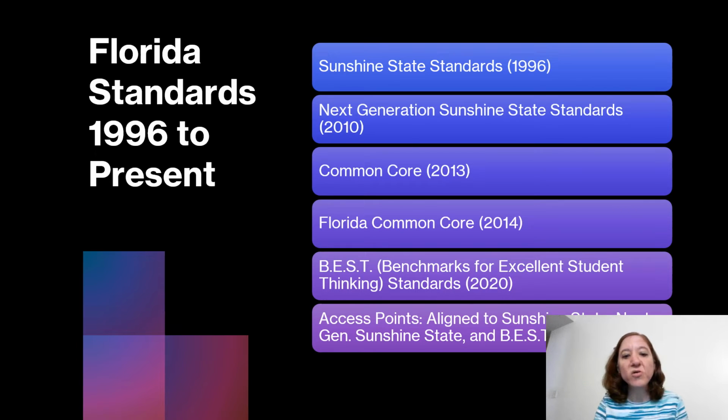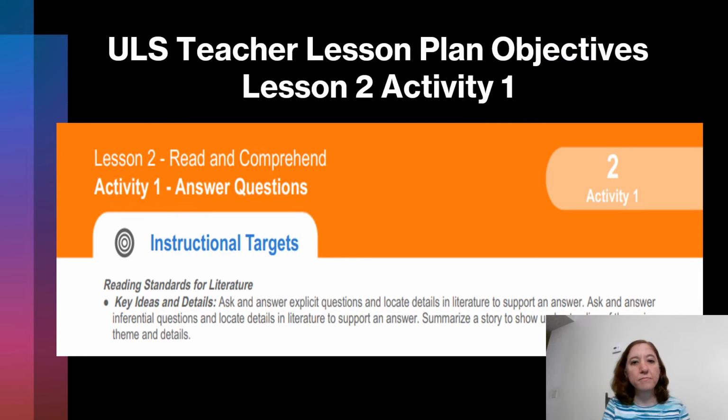Along the way, we've also had access points, which are basically for students with significant cognitive disabilities, which also often happens within low-incidence programs and needs to be considered when you're viewing alignment between lessons and activities. So this is a snapshot from a teacher lesson plan with the objectives for one specific activity for a grade band 3 through 5 Unique Learning Systems activity.